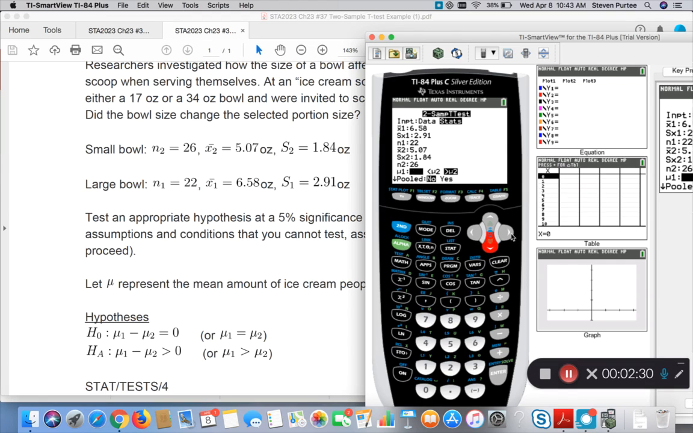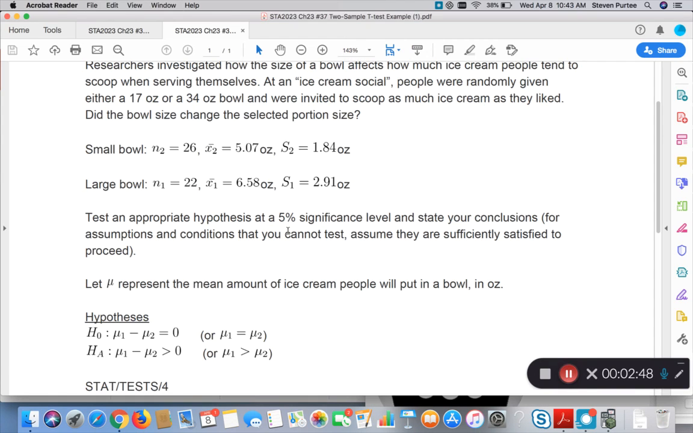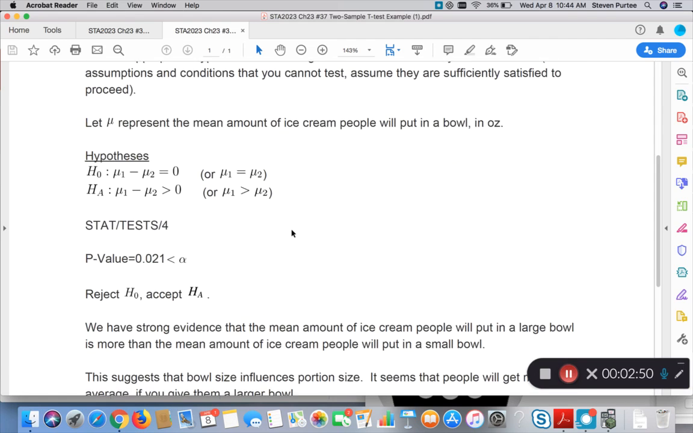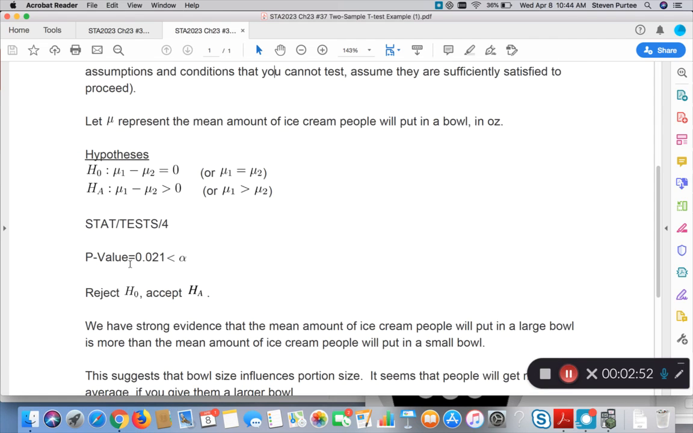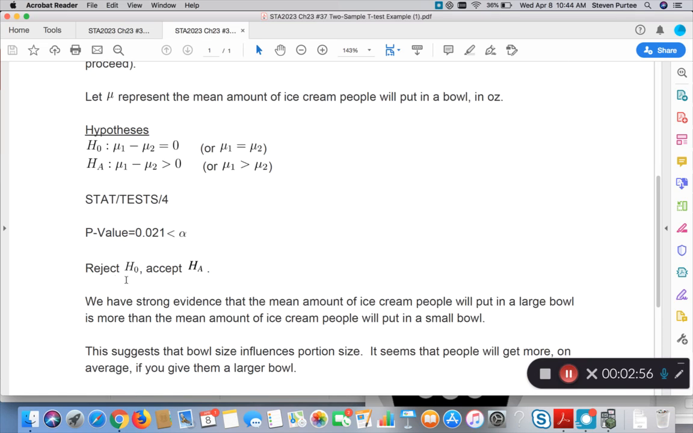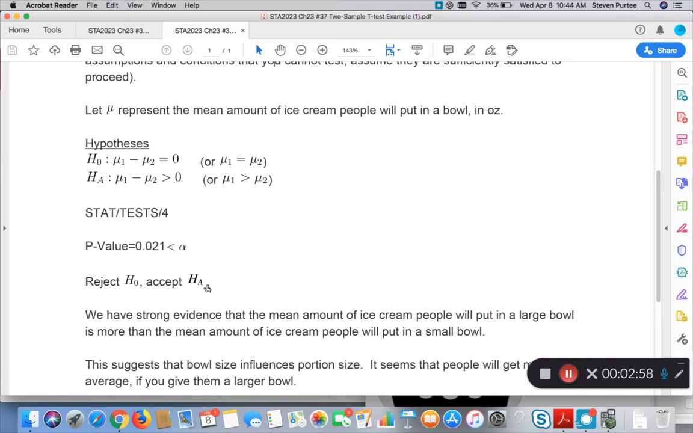Our alternative hypothesis was that mu1 was greater than mu2. We always hit no on pooled. And we hit calculate. And there's our p-value, 0.02. We're testing at a 5% level. That's our alpha level. So our p-value is less than alpha. Anytime we're less than alpha, we reject the null and accept the alternative.